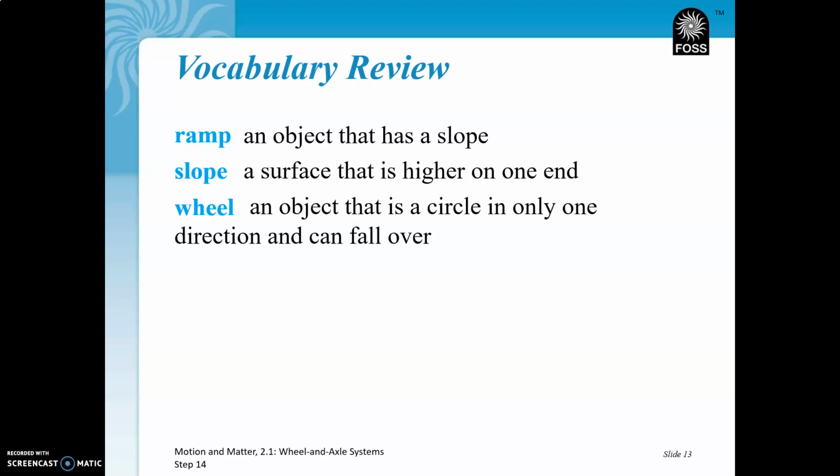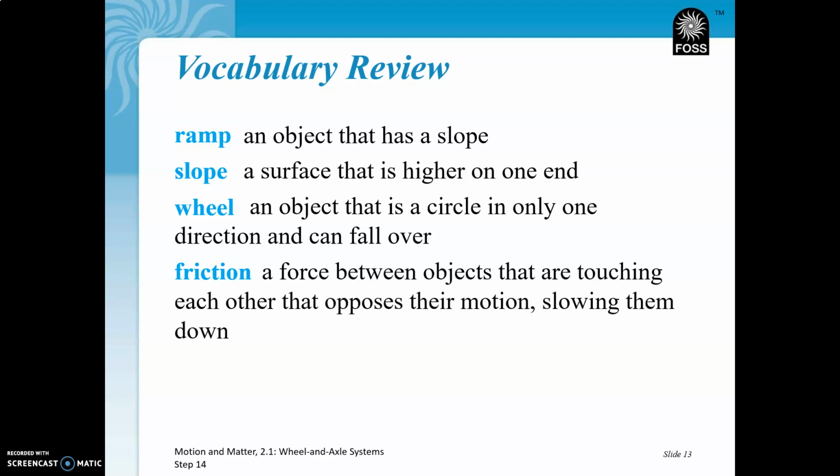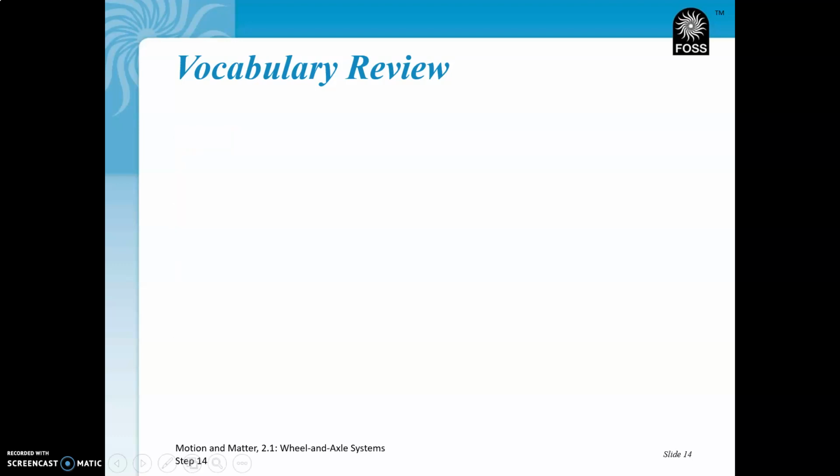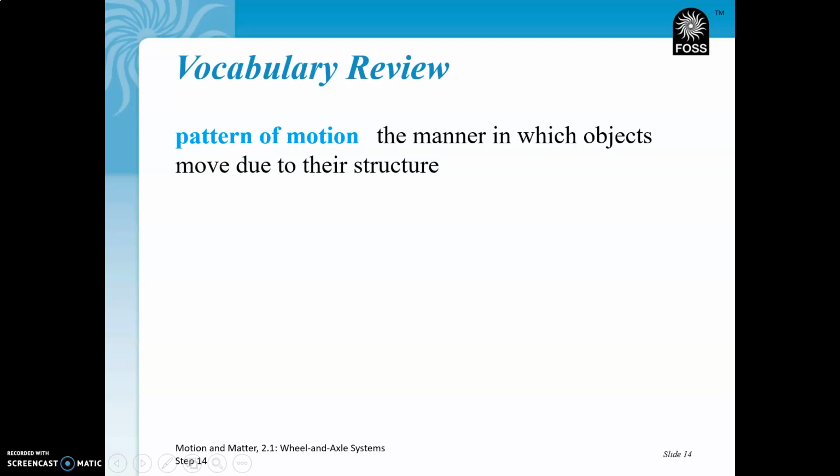Wheel. An object that is a circle in only one direction and can fall over. Friction. A force between objects that are touching each other that opposes their motion, slowing them down. So friction is what slows objects down. So if an object touches the ground, there's an automatic creation of friction. Pattern of motion. The manner in which objects move due to their structure.